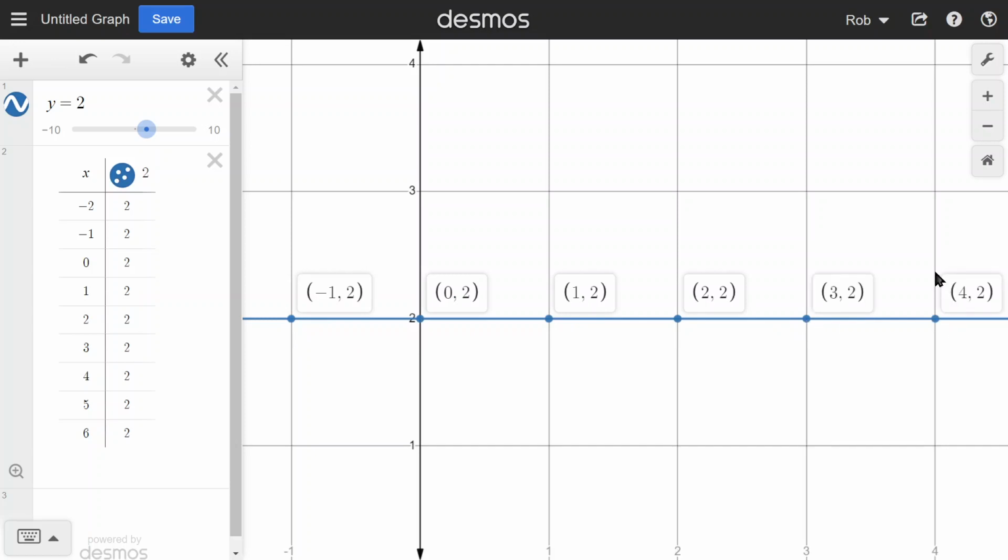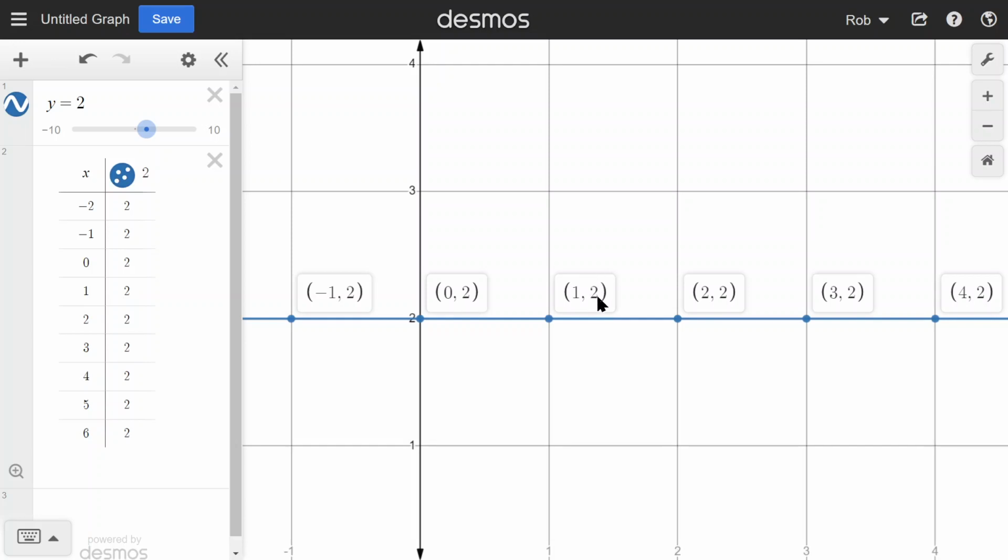Now if you look at each of those points, the first number is called the x value and the second number is called the y value. So this one on the left here has got an x value of -1 and a y value of 2. Next point, x value of 0, and the y value of 2. Next one, an x value of 1 and a y value of 2.